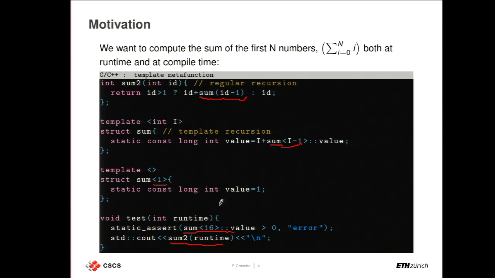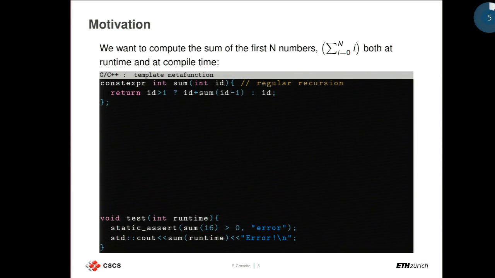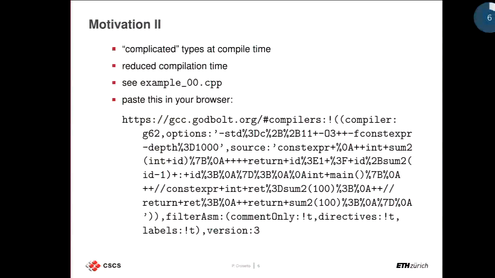With the constexpr keyword, this would be the code you write to do this. It is just the runtime version with a constexpr keyword in front of it, and you can use the same syntax for compile time and runtime computation. So the first motivation is the syntax, reducing the size of the code. Then you can also have complicated types, so complicated values, at compile time.